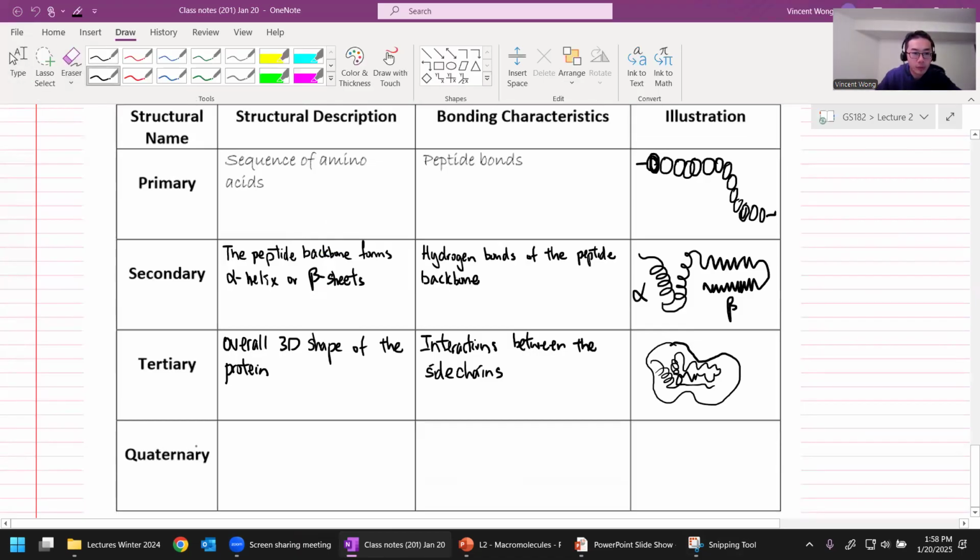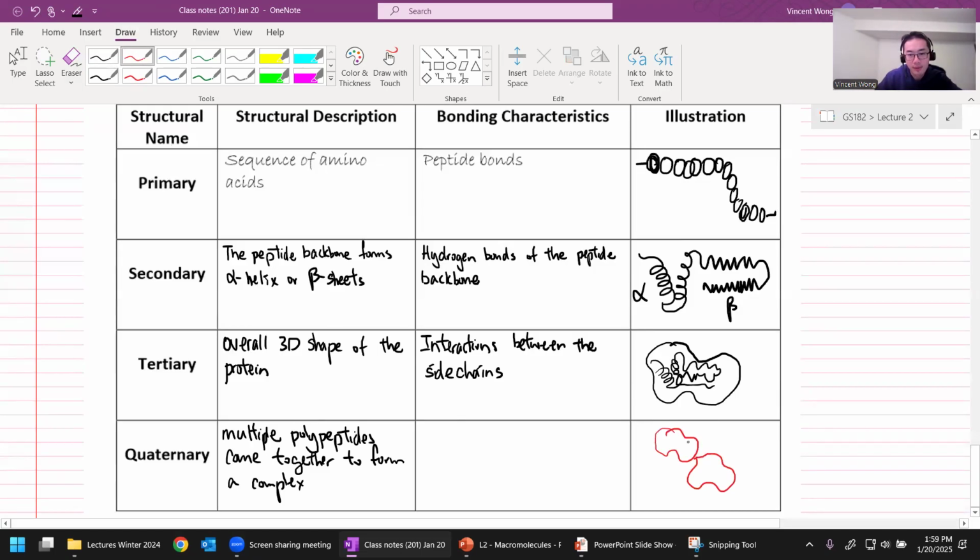And finally, for quaternary, remember only some proteins will go to this level. This is when multiple polypeptides come together to form a complex. So like you might have two red ones, and then you might have two blue ones coming together. Doesn't have to be two and two. It could be whatever combination. Some of them have like 6, 7 different polypeptides coming together. But the point is they will work together.